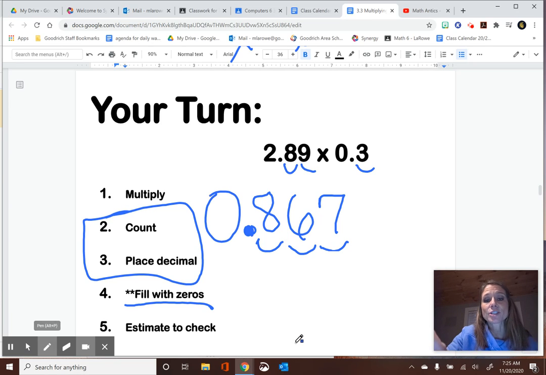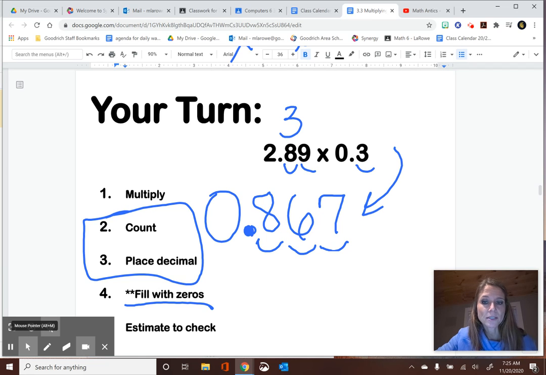And then an estimate to check. Three groups of about 30 cents is less than a dollar, about 90 cents. And that's pretty close to 90 cents. How'd you do? Did you multiply your digits okay? Did you get that decimal moved over three times?